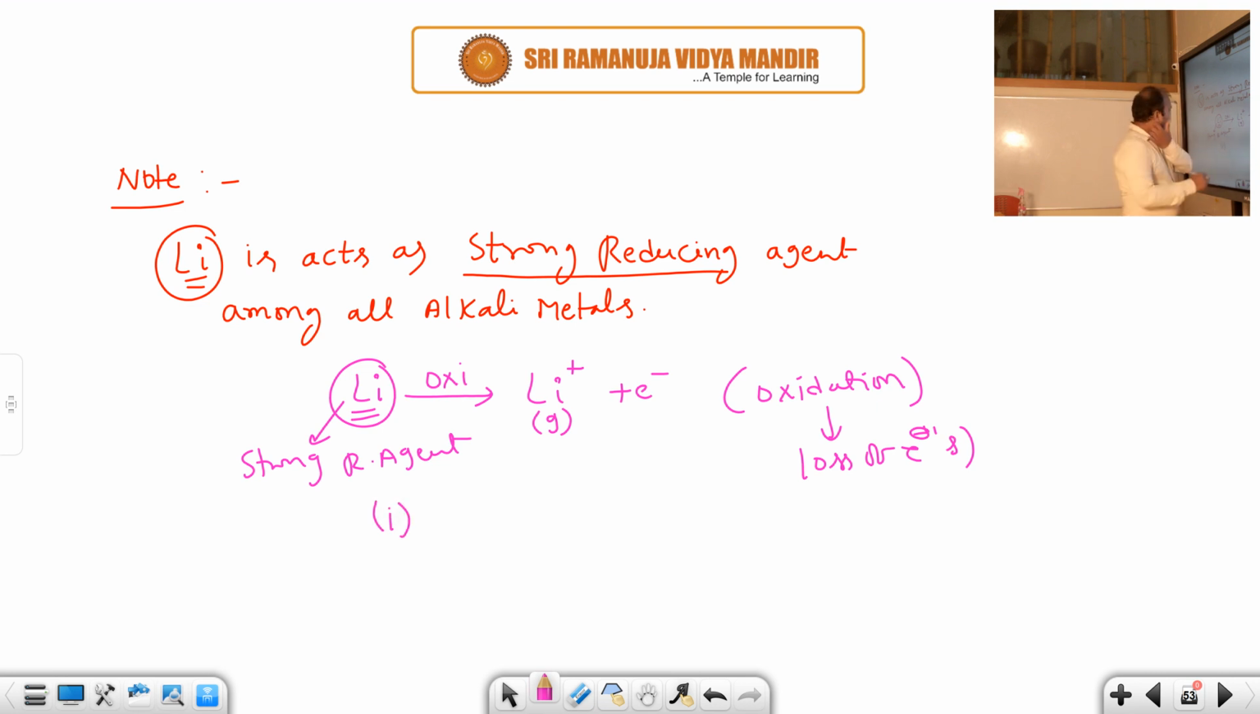Here two reasons will be there. The first reason is that lithium shows maximum hydrated radius or maximum hydration energy.